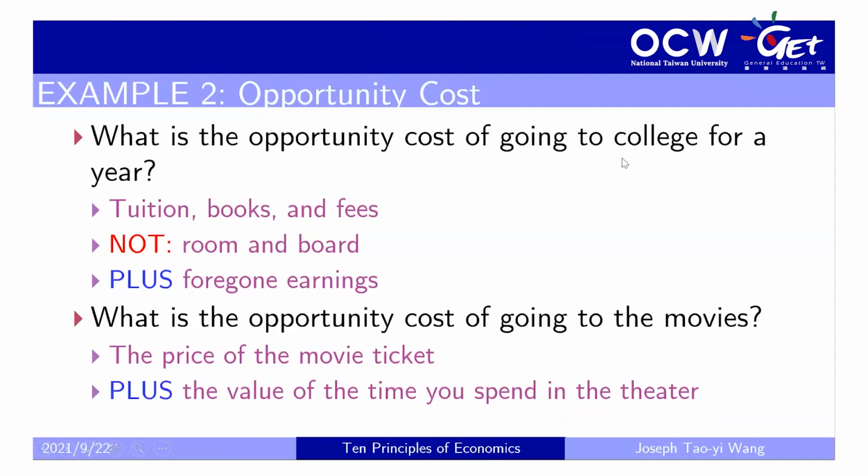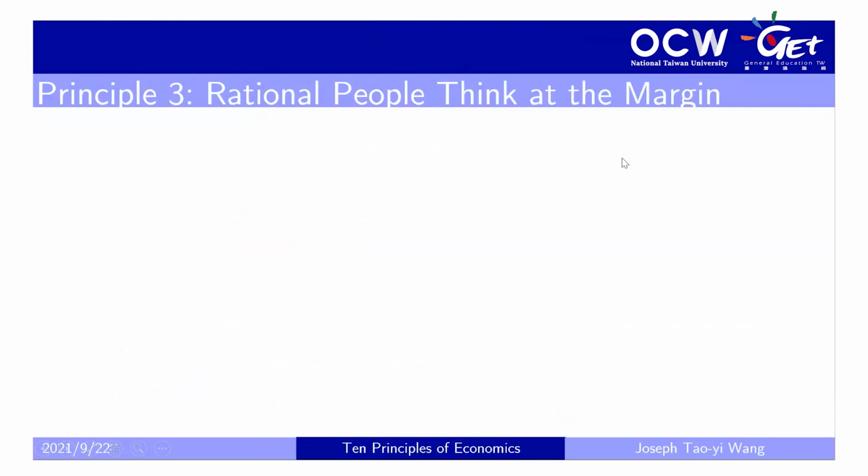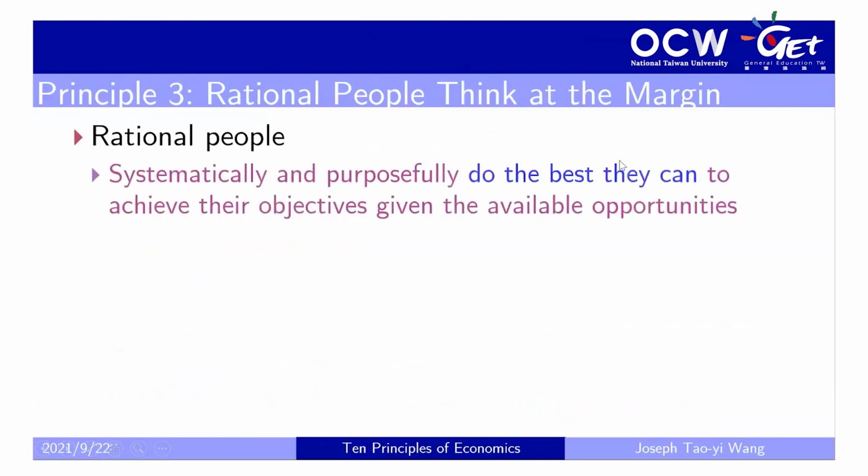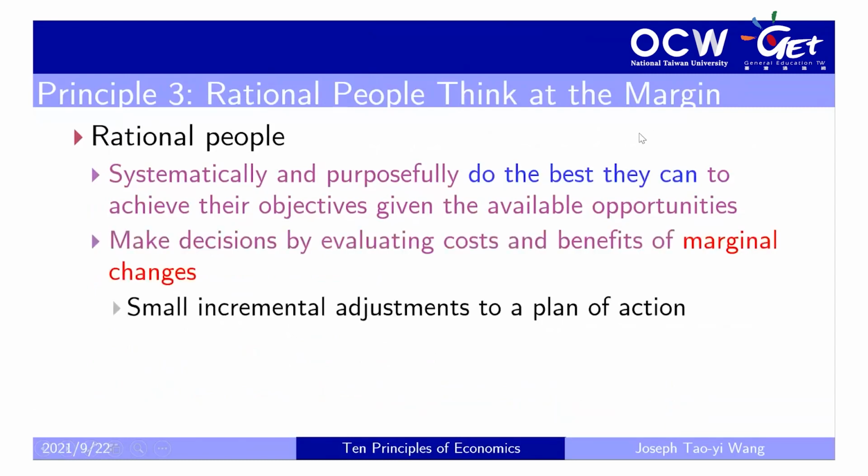All right, principle number 3, rational people think at the margin. So rational people are defined as people who systematically and purposefully do the best they can to achieve their goal given the available opportunities. So they somehow maximize or try to achieve their goals. And the key thing for this principle is that you decide by evaluating cost and benefit at the marginal change. So small increments. Should I buy another orange? Or should I hire another worker? Should I produce one more unit?